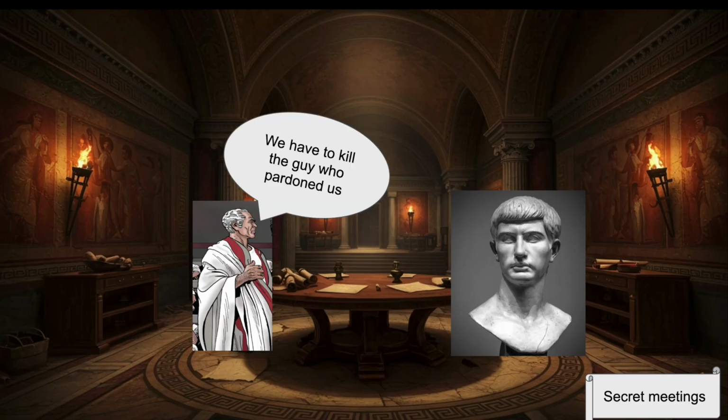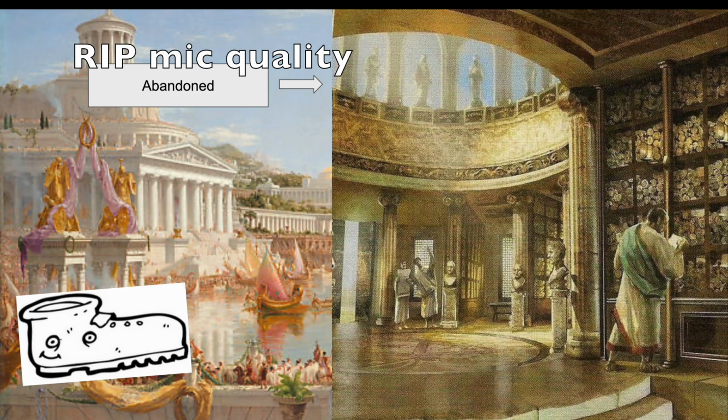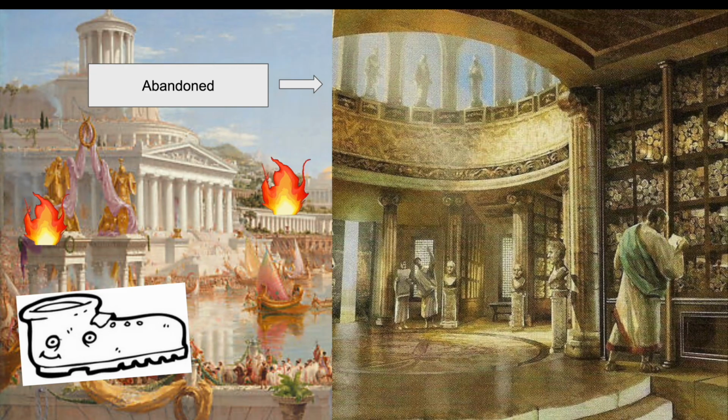The senators, many of whom were people that Caesar had actually pardoned prior to this, planned to kill him. And, well, you know how the story goes from here. After his death, the library project was abandoned, never to be picked back up again.